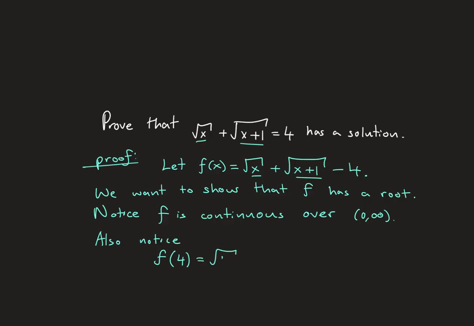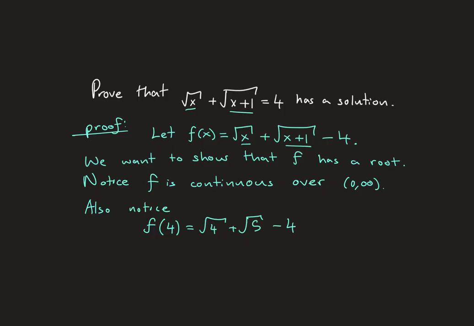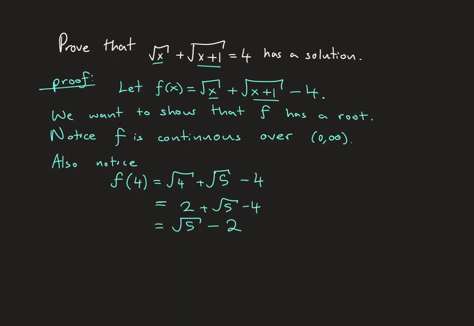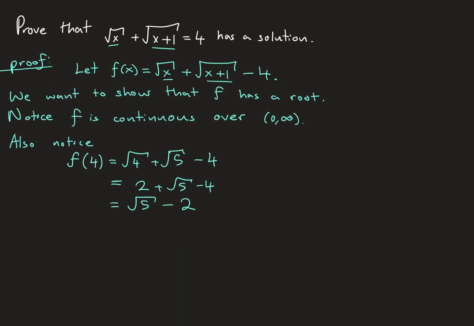And that's going to equal the square root of 4 plus the square root of 5 plus 1. Or sorry, it's just the square root of 5. I'll do, square root of 4 plus the square root of 5 minus 4. So that is going to equal 2 plus root 5 minus 4. So that's going to equal root 5 minus 2. Okay. Let's see. How are we going to prove or show that this is positive or negative?